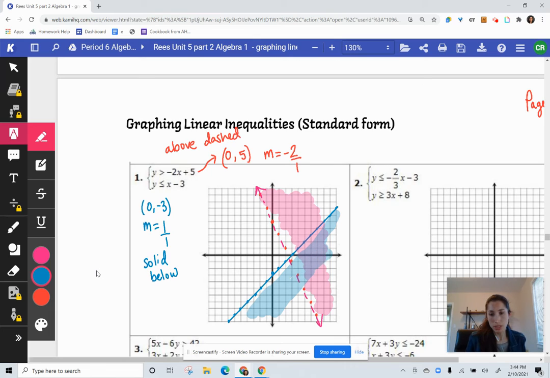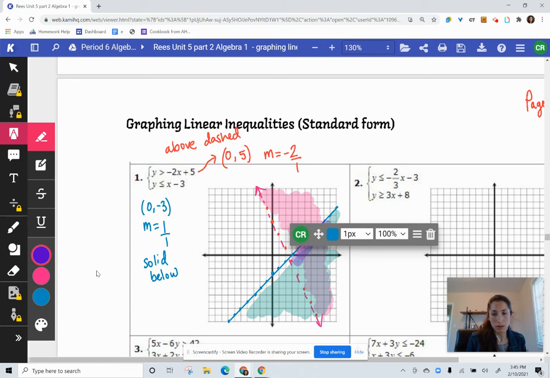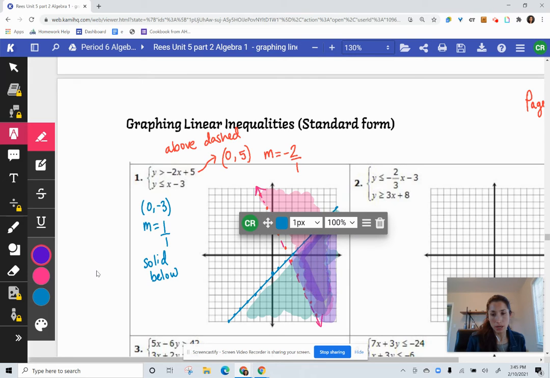Now, the solution to this would be where there's shading in both regions. Essentially, this part on top here has pink shading only. This one here is blue shading, and we want the overlap. So this would be almost like creating purple here. This would be the solution area. So anything that's in this solution area, or in this purple region, would be part of the solution.